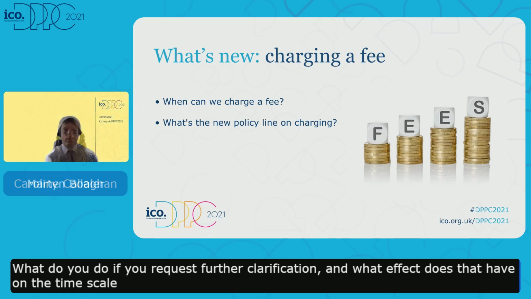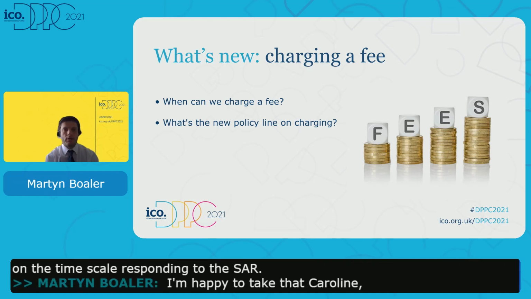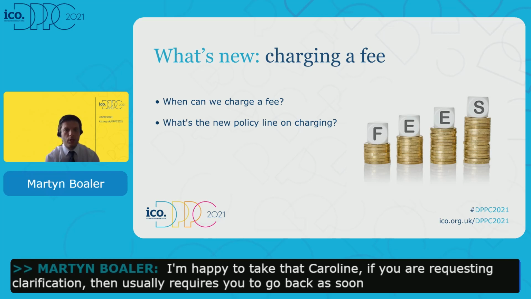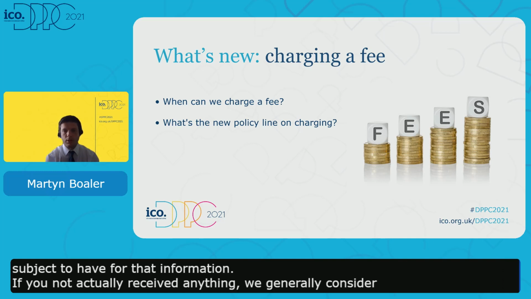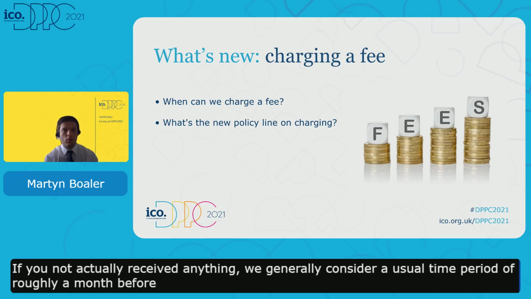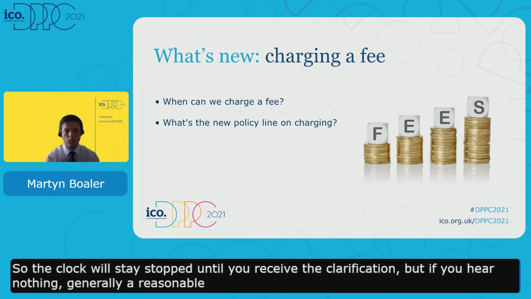I'm happy to take that if you want, Caroline. So if you are requesting clarification, then usually it requires you to go back as soon as you can to the data subject to ask for that information. If you've not actually received anything, we generally consider a usual time period of roughly a month before it can start to be considered closed. So the clock will stay stopped until you receive the clarification that you requested. But if you get nothing back from the data subject, generally a reasonable period we would consider to be a month before you then consider that request closed.